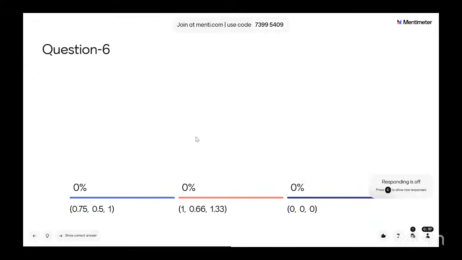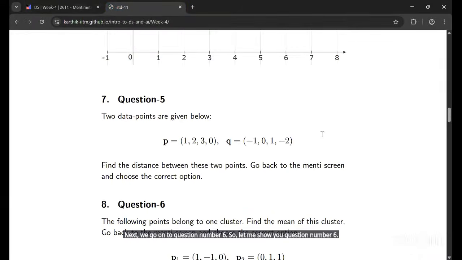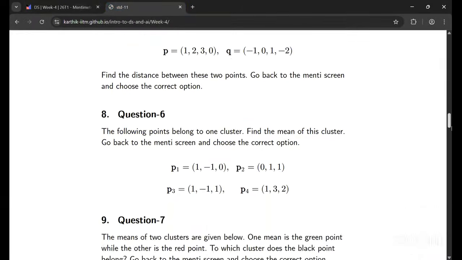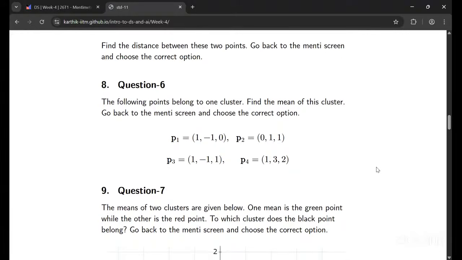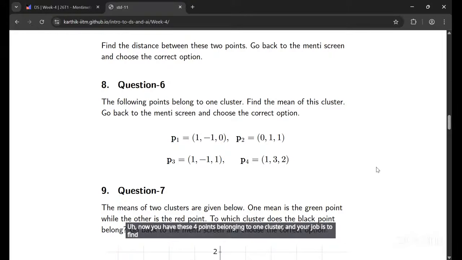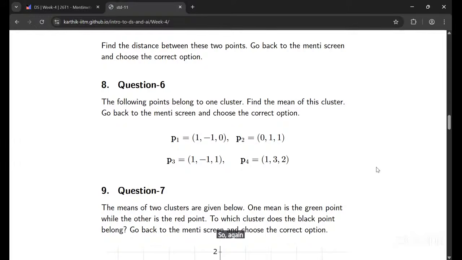Next, we go on to question number 6. So let me show you question number 6. Now you have these 4 points belonging to one cluster, and your job is to find the mean of this cluster. So again, a similar question as to what we did before.